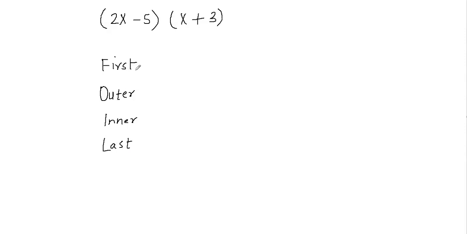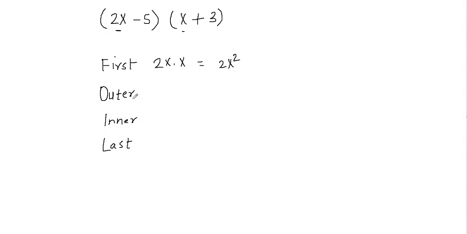Basically, we need to identify the first terms, outer terms of each binomial, inner terms of each binomial, and last terms, and then multiply them together. Well, the first term of this binomial is 2x, and the first term of this binomial is x. So we have 2x and x, and we're going to multiply them together. So 2x times x will give us 2x squared. Remember, when you multiply the same bases, exponents get added.